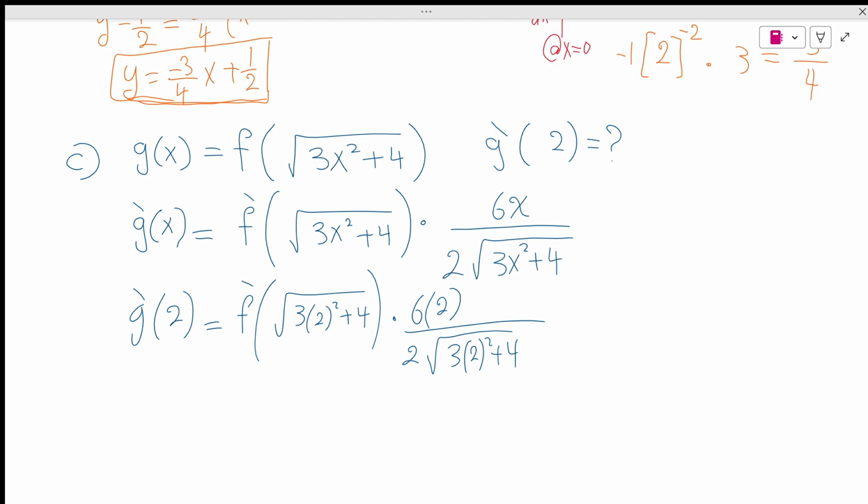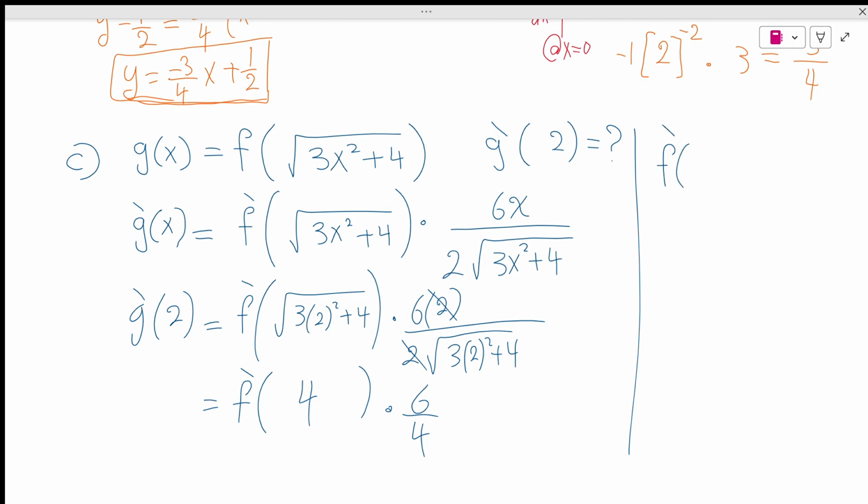So this simplifies to what? This simplifies to f prime of, this is going to be 16 under the square root. So that is the square root of 16, which is 4, f prime of 4, times, if I just cancel this 2 with this 2, this will give me 6/4. Now we have to go back and use the first derivative to find f prime of 4.